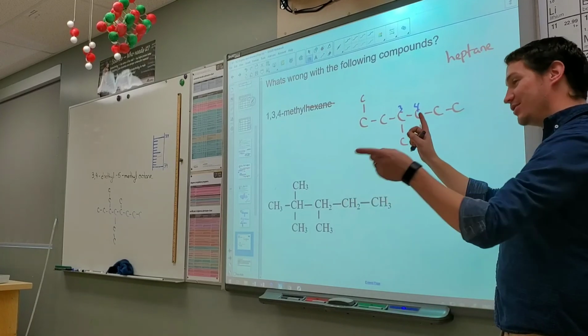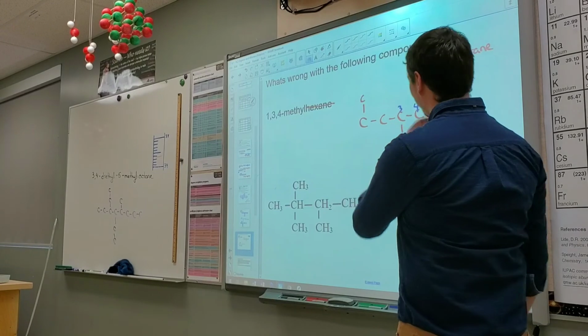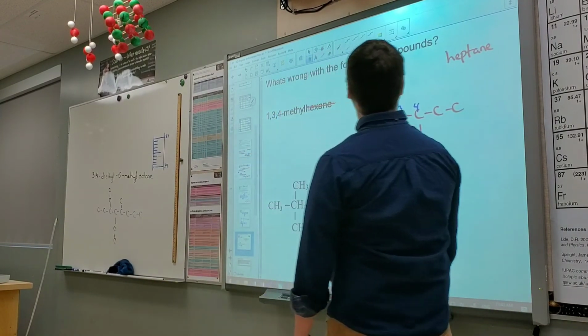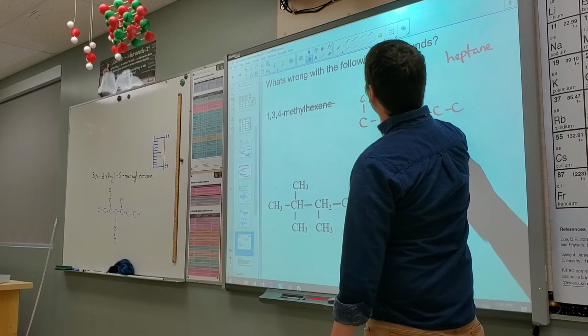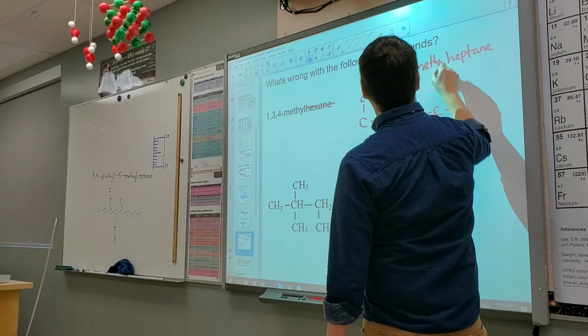Did you know that you had to switch the numbering? Did you mark it wrong? No, I wouldn't have it wrong. So this is actually 3,4-dimethylheptane.